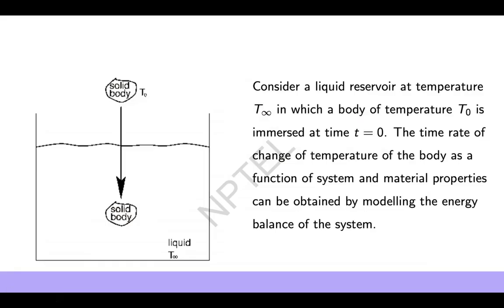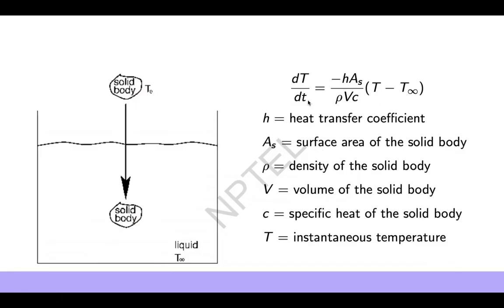If the solid body temperature is lower than the liquid reservoir temperature, T infinity, the temperature would rise, and asymptotically it will reach the reservoir temperature. If the solid body temperature was higher than T infinity, then the temperature would drop slowly, and finally it will asymptotically reach the temperature T infinity. That's what happens when a solid body is immersed in a liquid reservoir of temperature T infinity. Now we have the governing equation.